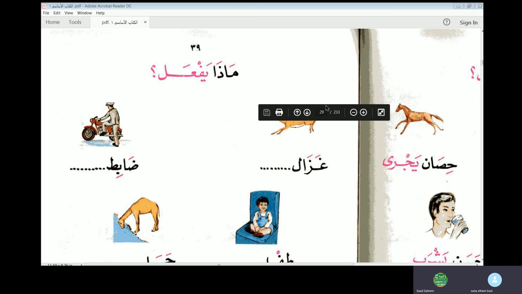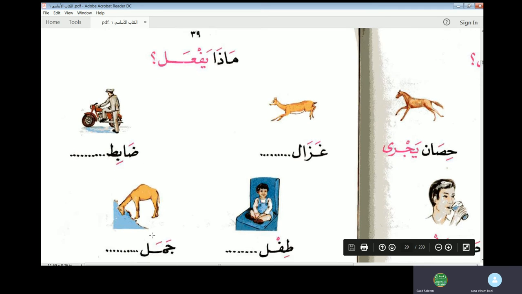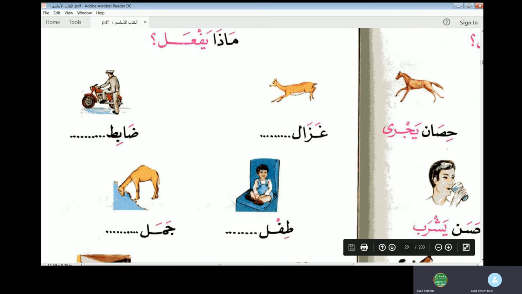Ma dha yafal, what is he doing? Ghazal yajlisu, or running? Yajri. Ghazal yajri, the deer is running. Zabit, is he mounting up or climbing? Mounting. Zabit yarkabu. Mounting.